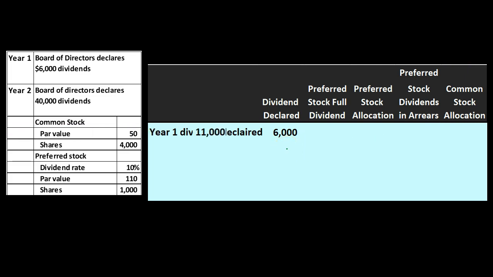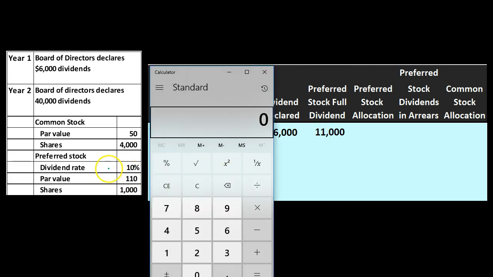$6,000 dividend. Now the preferred stock full dividend would be $11,000. How do you calculate that? You'll have a dividend rate for the preferred stock. We'll take the par value and the number of shares and just multiply those out. So we've got the shares are 1,000. The par value is 110 times 110. That gives us 110,000. We're just going to take that times the 10%, the dividend rate, and that's the 11,000.